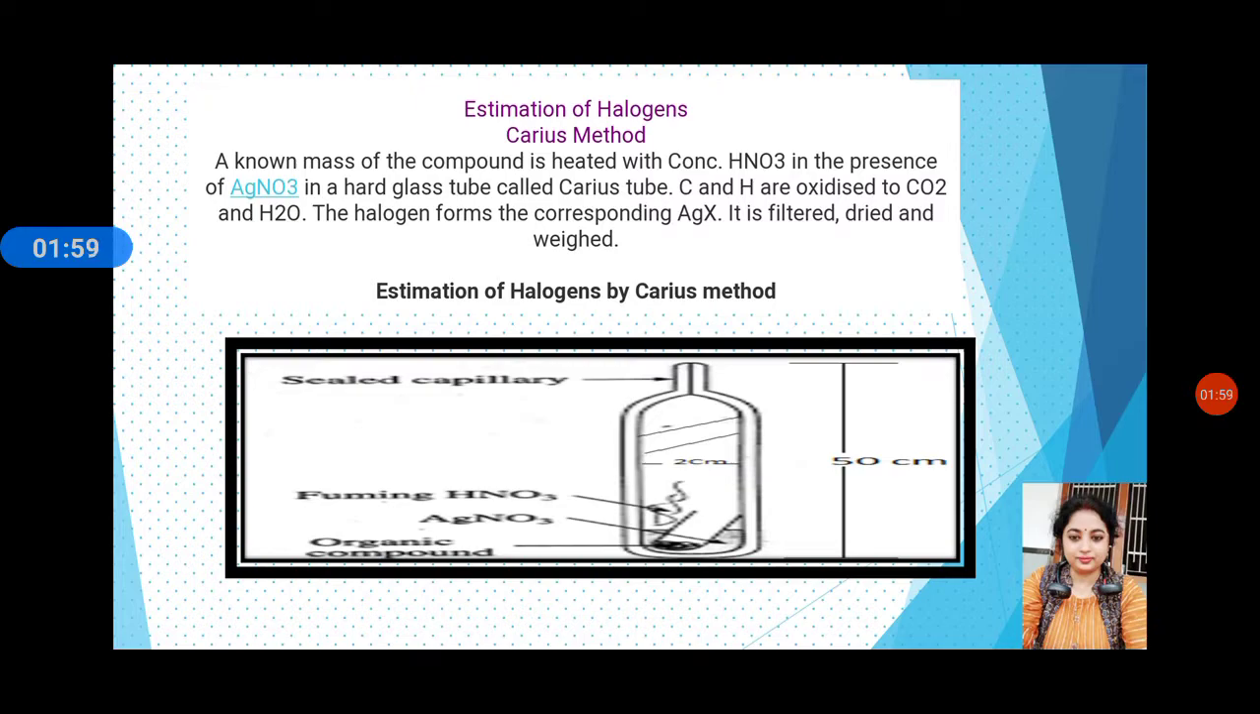This is required. Okay, when we make this setup, the silver nitrate will react with the halogen which is present in the organic compound, and the corresponding silver halide will be formed. Suppose your organic compound is containing chlorine, so the compound formed will be silver chloride. If bromide is there, silver bromide. If iodide is there, silver iodide. Collectively it is called silver halide, and from the mass of silver halide, the percentage of the halogen can be calculated by the formula.